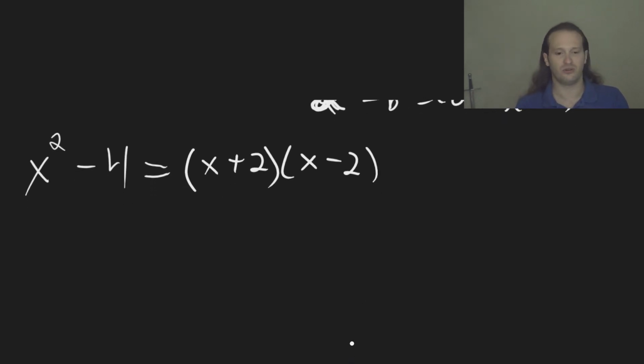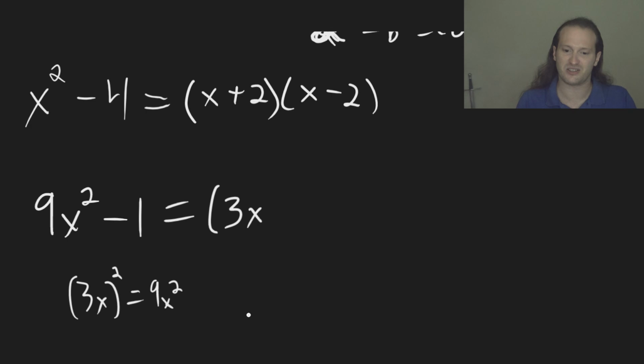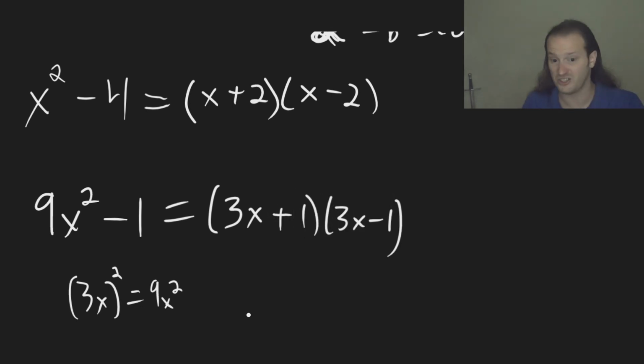Another quick example: we have 9x squared minus 1. This is a difference of squares. The square root of 9x squared, I know we haven't covered roots yet, that'll be next chapter, but I think you can handle this. This is 3x. So it's going to be 3x plus 1, 3x minus 1. If you're ever unsure, you can always FOIL it back out to check.